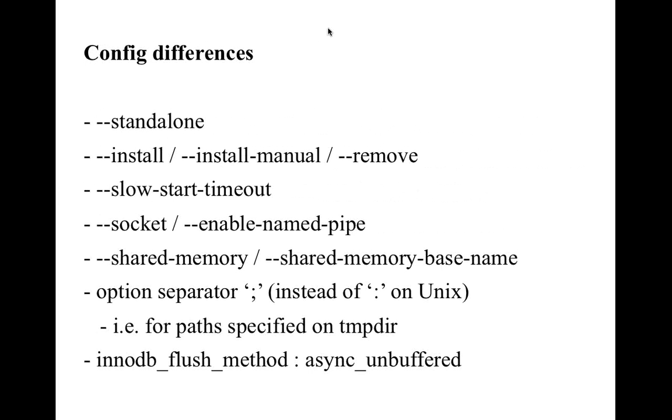So the install option actually installs MySQL as a Windows service with the name. So this option gets an argument that is the service name. If you use install-manual, it's the same, only that it won't start automatically when the server boots. And remove basically just removes the service.